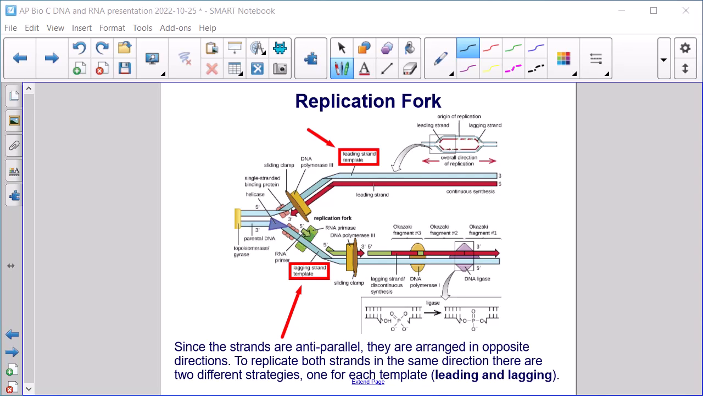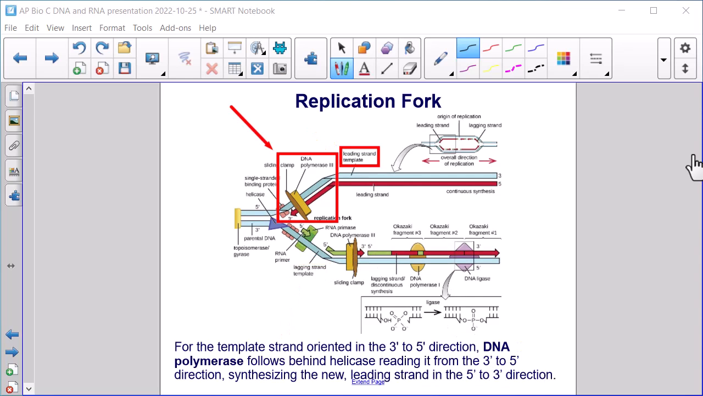To replicate both strands in the same direction, there are two different strategies, one for each template, a leading and lagging. So the strand on the top is the leading strand template. That's the one that the replication is occurring in the same direction that the helicase is moving. The lagging strand, we can see these have to be put together in fragments.